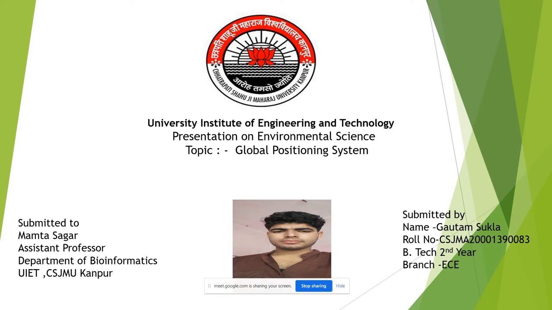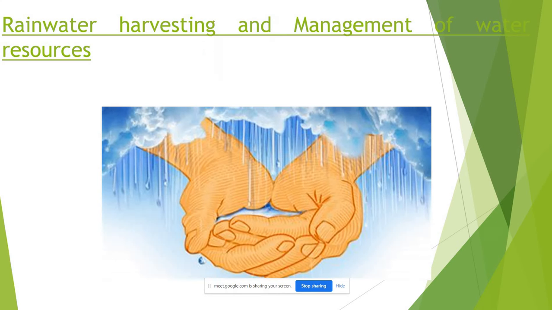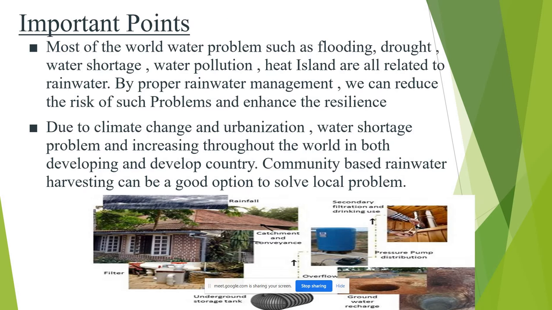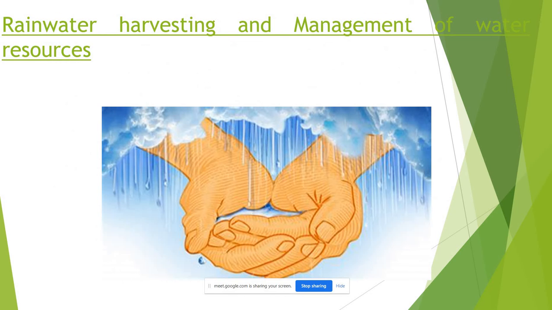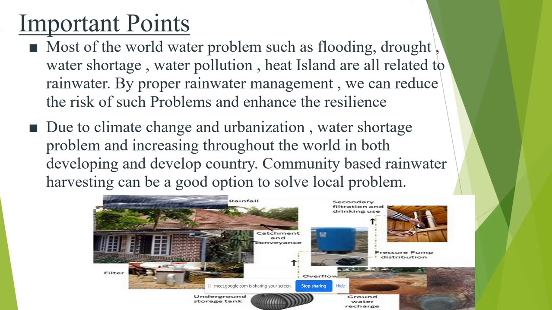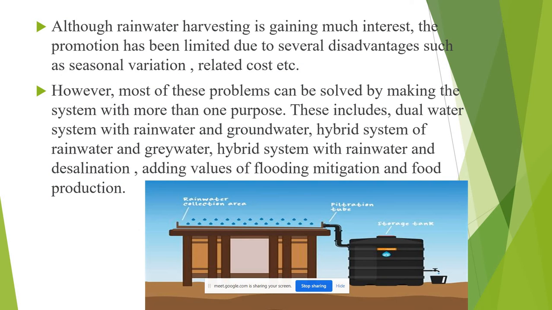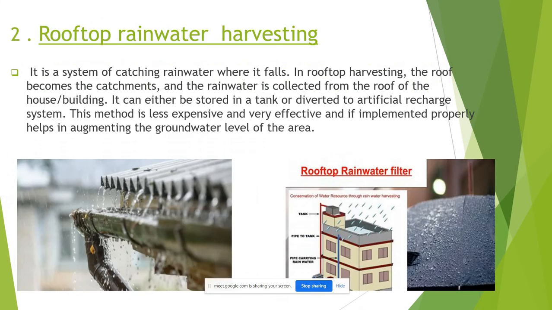Good evening, ma'am. Myself Gautam Shukla. I am a second year Electronics and Communication Engineering student in Jimmy Kanpur. I want to present my view on the topic of rainwater harvesting. Firstly, we should know what rainwater harvesting is. Rainwater harvesting is the process of collecting rain from the surface on which it falls, filtering it and storing it for multiple uses. The harvested water can be used for garden, crops and toilet flush, etc.